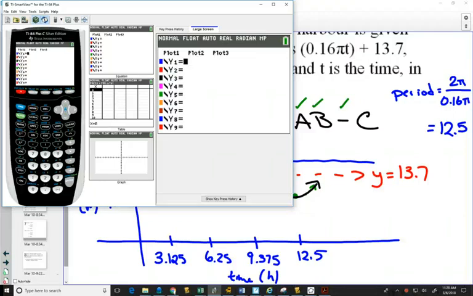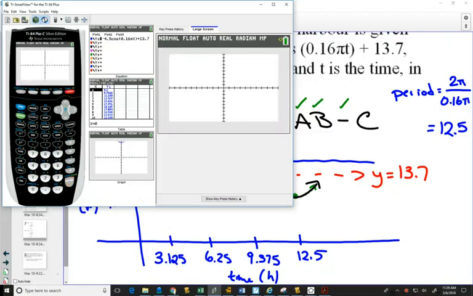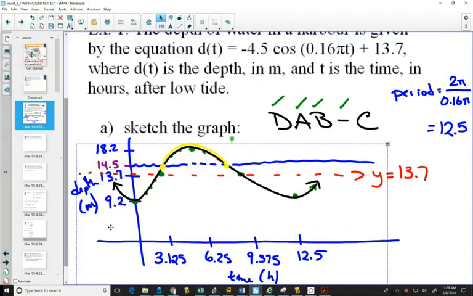So y equals, and we'll type everything in, negative 4.5 cos 0.16 pi. There is no t, but you use x instead, plus 13.7. Now, if you go about graphing this and push enter at this time, you might get exactly the same thing that I have. You see the graph? Oh, there it is. Does that look the same as this graph? No. What's the problem here?